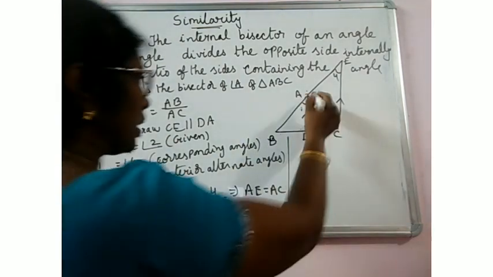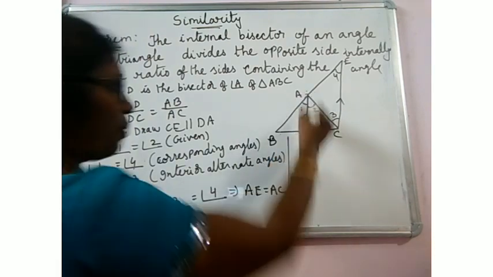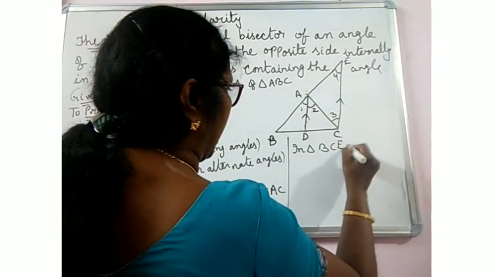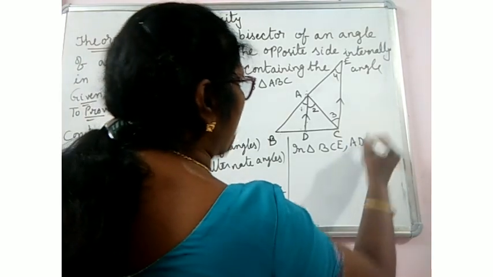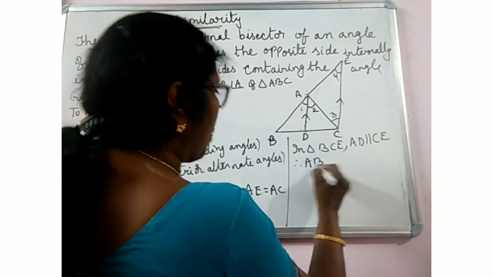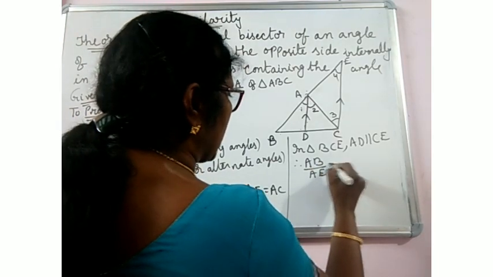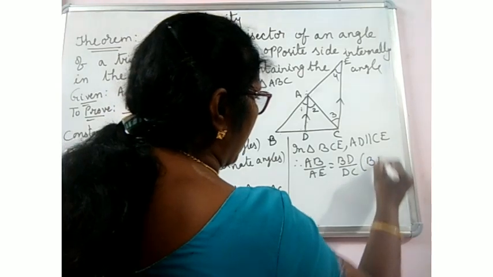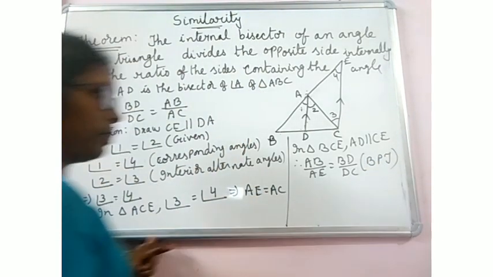Now, already I told you, in triangle BCE, AD is parallel to CE. Therefore, AB by AE is equal to BD by DC. That is our basic proportionality theorem.